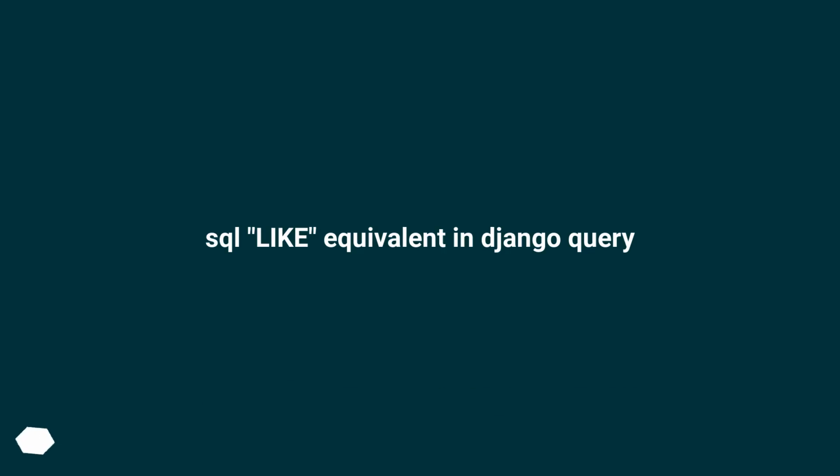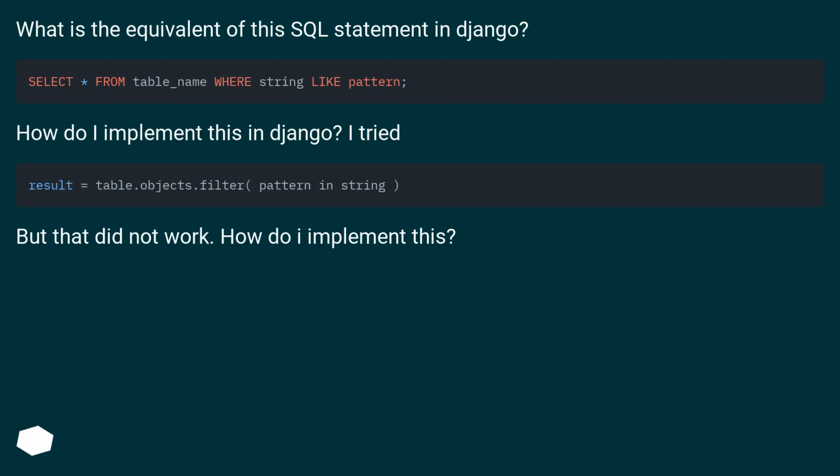SQL-like equivalent in Django query. What is the equivalent of this SQL statement in Django? How do I implement this in Django? I tried, but that did not work. How do I implement this?